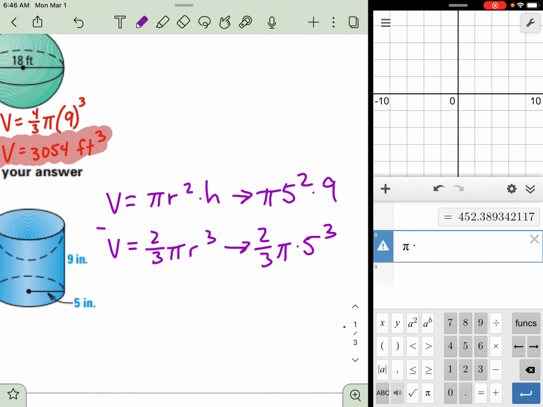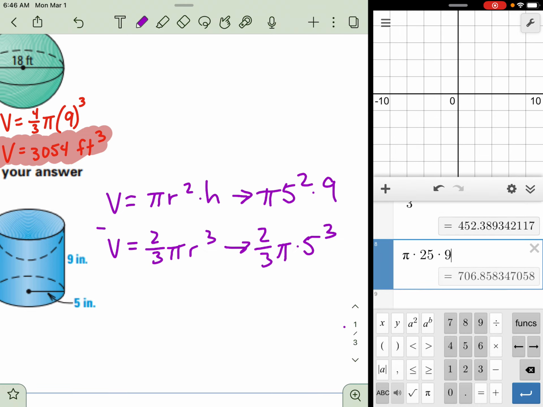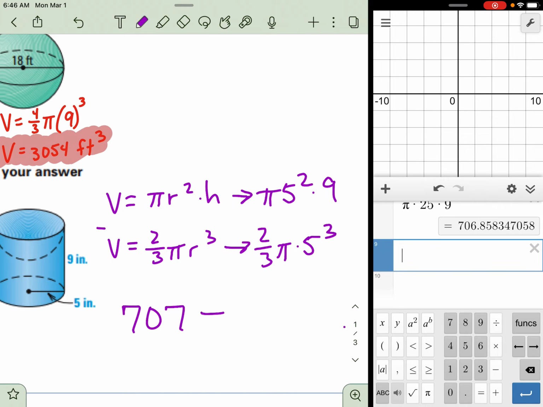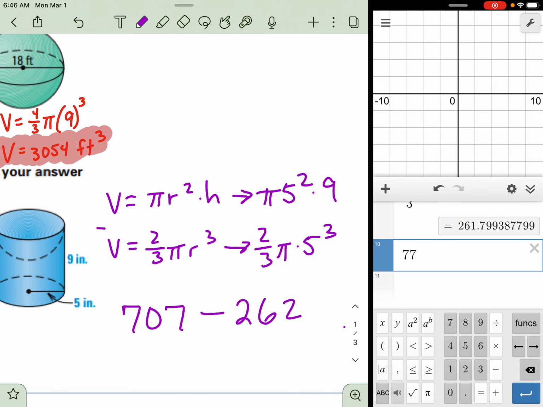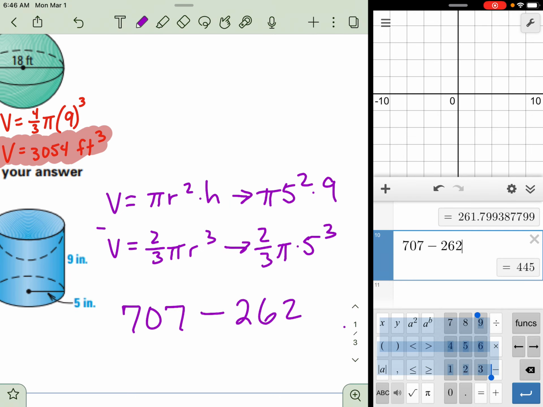So in this one, pi times 25, because 5 squared is 25, times 9, gives you 706.8. So we're going to say 707 minus the volume of this hemisphere, which is 2/3 times pi times 5 cubed, which is 262. Okay, so 707 minus 262 is 445. And that is inches cubed, and that's the volume there.